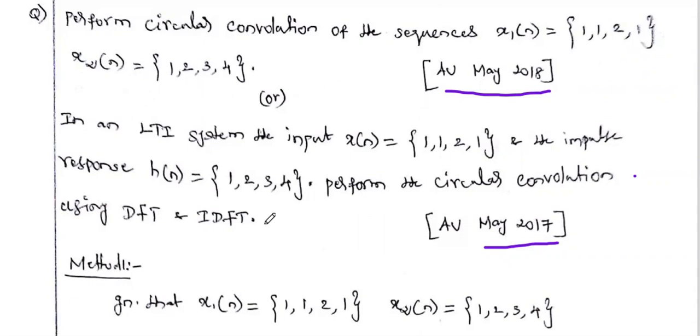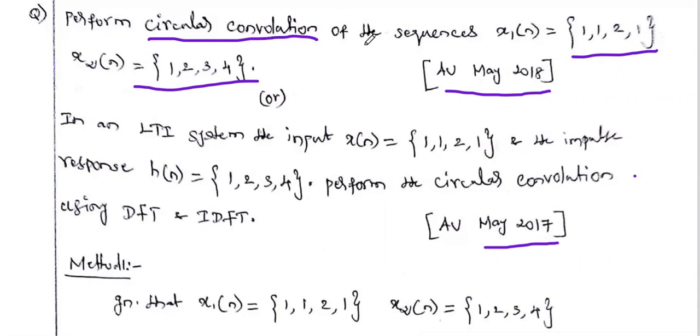So first, see the question. Perform the circular convolution of the sequences x1 of n is equal to 1 1 2 1 and x2 of n is equal to 1 2 3 4. This question was asked in May 2018. In this question, they are not mentioning any method.